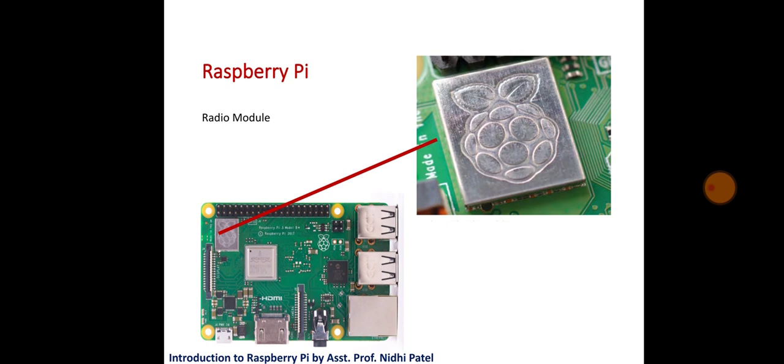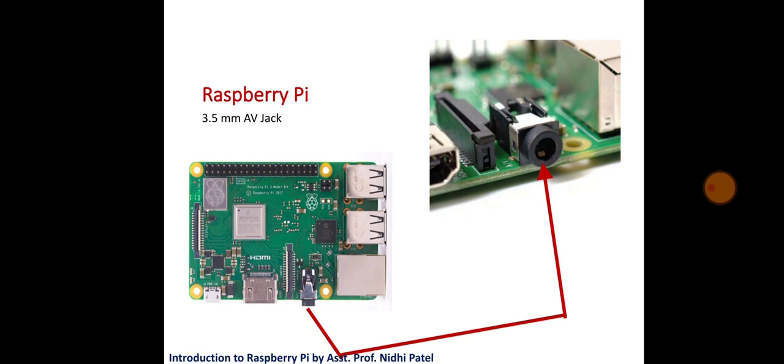If you want to connect your Raspberry Pi with a wireless network, then this radio module is responsible for that. This radio module has two functionalities: Wi-Fi functionality and Bluetooth functionality. So both Wi-Fi and Bluetooth functionalities are supported by Raspberry Pi. Next to the Ethernet port is the AV jack, which enables you to connect your speakers to the Raspberry Pi, and you are ready to listen to the music.